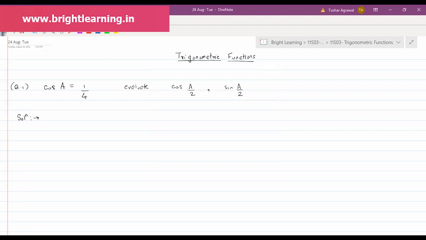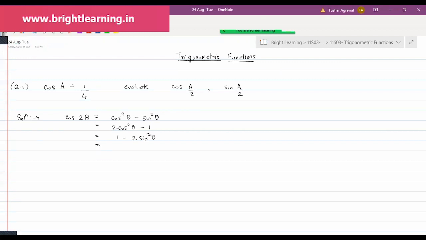Okay, see. Now relation between A and A by 2. A by 2 and A are half angles or double angles of each other. So we know that cos 2 theta is equal to what? We actually have 3 identities for this. Cos square theta minus sine square theta. Another identity was cos 2 theta equals 2 times cos square theta minus 1. Another identity was 1 minus 2 times sine square theta.